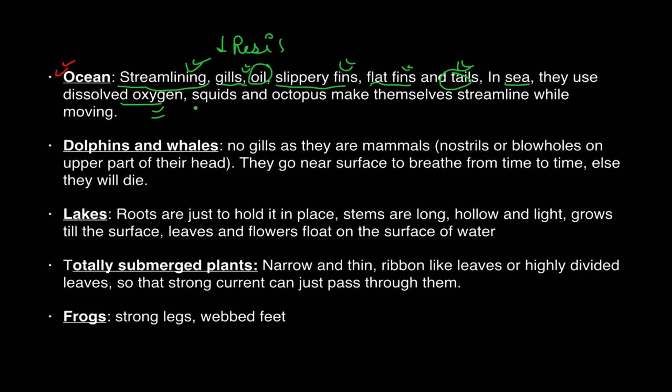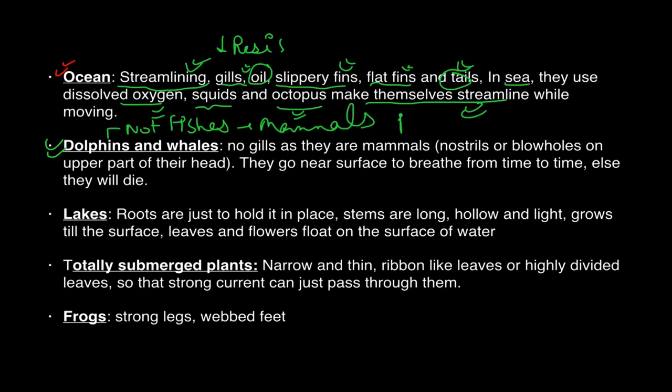Now there are certain organisms like squids and octopus, you must have seen their shape, they are not at all streamlined, but whenever they move they make themselves streamlined. This is an important point, because at the time of movement is all that matters. Now dolphins and whales, obviously you know they are not fishes, please, they are highly evolved intelligent creatures because they are mammals. As you increase the evolution process, intelligence also increases. So obviously a mammal will be much more intelligent than a fish or an amphibian.